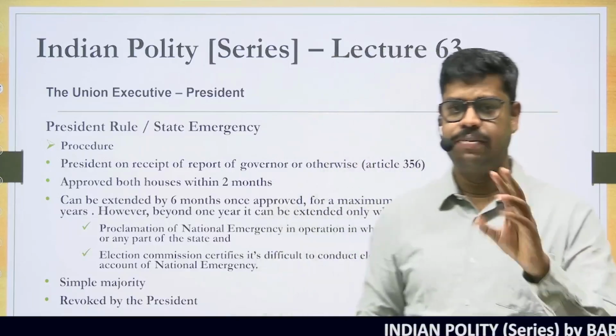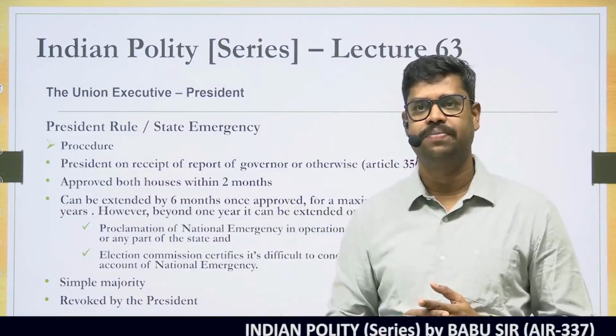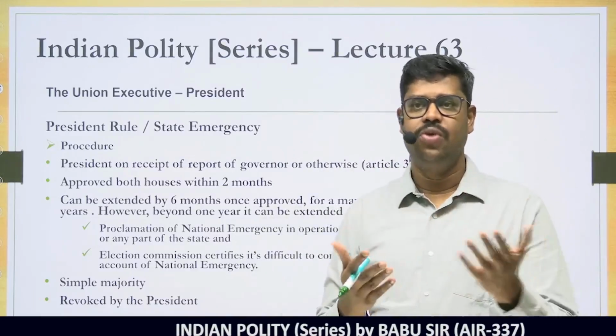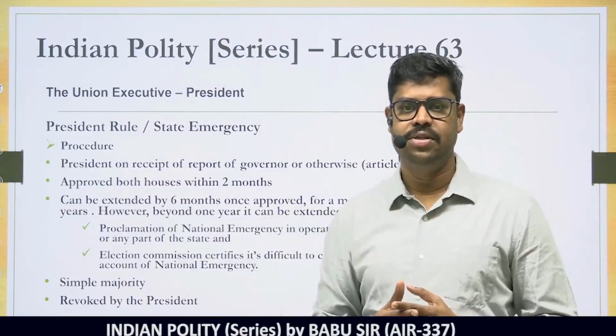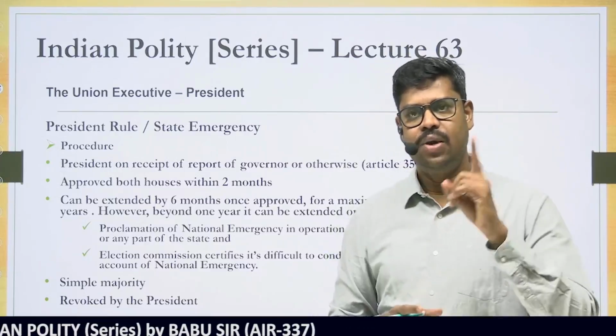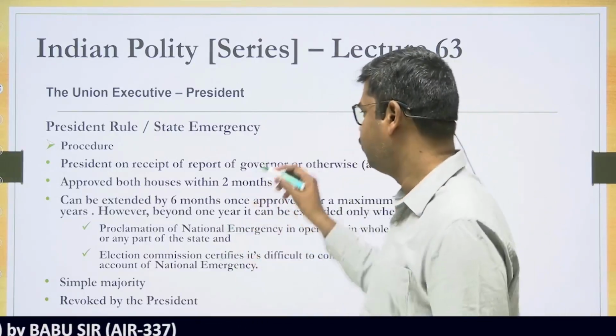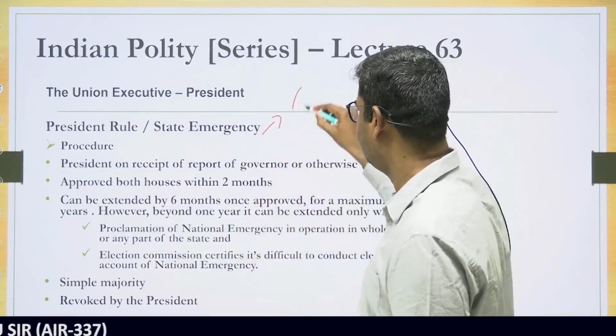It is only the president who has been conferred the power, although not a discretionary power of the president. The Union Council of Ministers might advise the president, based on which the president can impose what is called a president rule. And what is the ground on which he can impose a president rule? The ground is that there is a constitutional breakdown.